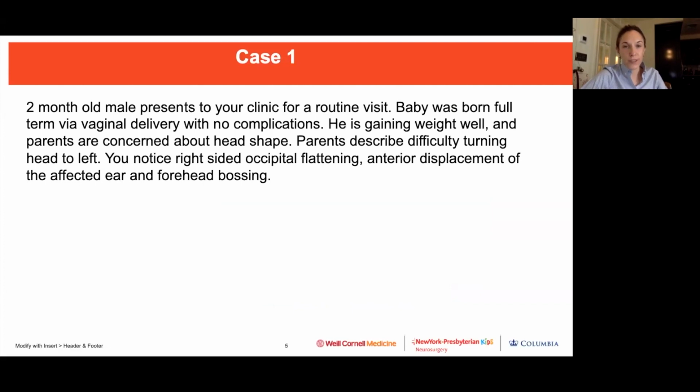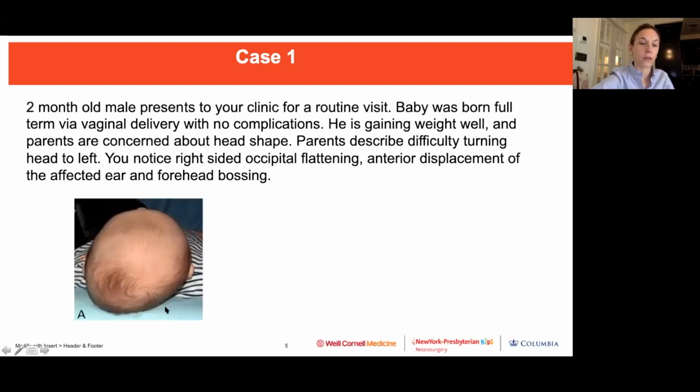First, let's start with the simple stuff to get it out of the way and understand benign versus surgically pathologic. A 2-month-old baby presents to your clinic for a routine well baby visit. They were born via term vaginal delivery, no complications. The child is gaining weight well. Parents are concerned about the head shape. They describe that this child has a difficulty turning their head to the left since birth, which you would note as torticollis, and you notice an associated right-sided occipital flattening with anterior displacement of the affected ear and forehead bossing. This is what this child looks like.